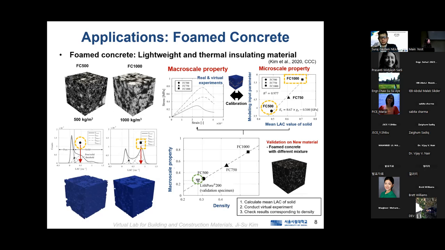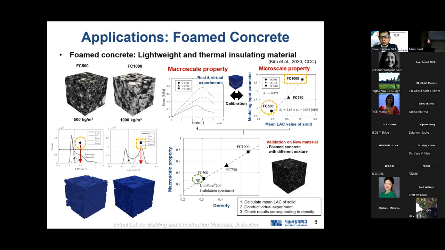On the left side, there is the foamed concrete with a density of around 500 kilograms per cubic meter. And on the right side, there is the FC1000 specimen, which is 1000 kilograms per cubic meter. Then you can see here, in the FC1000 specimen, there is a lot of bright paste inside the material. It means there is a much denser paste in FC1000 compared to FC500. And when we see the pore distribution inside the specimen, you can easily confirm that FC500 has many more pores, large and also small.